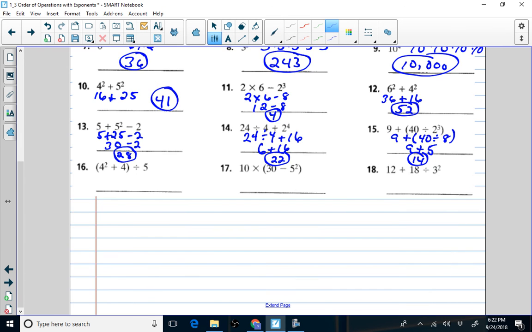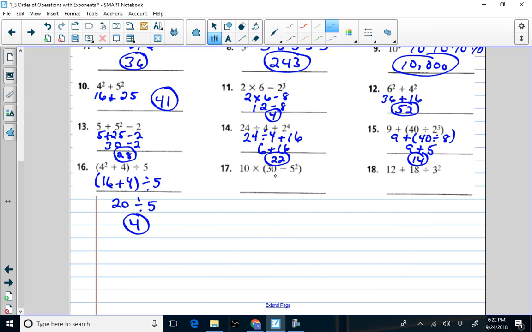Our last few problems, I have to do the parentheses first. Within the parentheses, I have to do the exponent before I do addition. So this is going to look like this. 16 plus 4 in the parentheses. Then it's divided by 5. 16 plus 4 has to be done next before the division because it's in the parentheses. 16 plus 4 is 20. Divide that by 5. That's going to be 4.